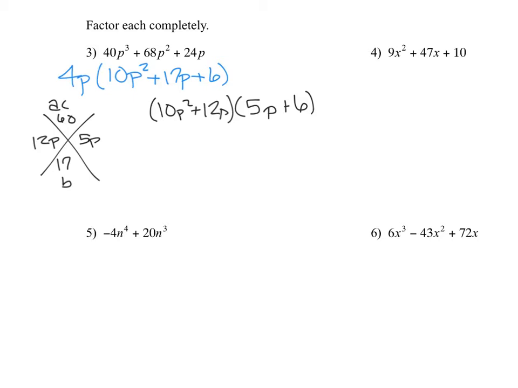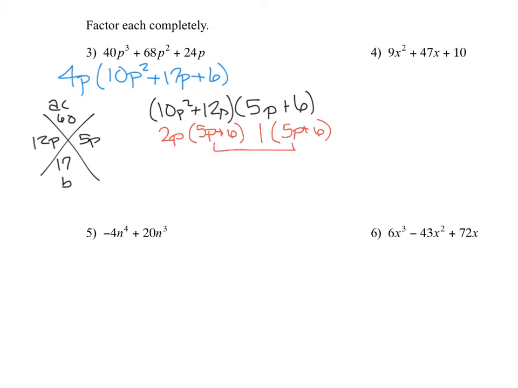Now our next step is to factor out the greatest common factor out of each set of parentheses. So with this first one, I'm going to factor out a 2p, and that leaves us with 5p plus 6. And then the second one, I can't factor anything else out. So I'm going to just factor out a 1, and that would leave us with the 5p plus 6.